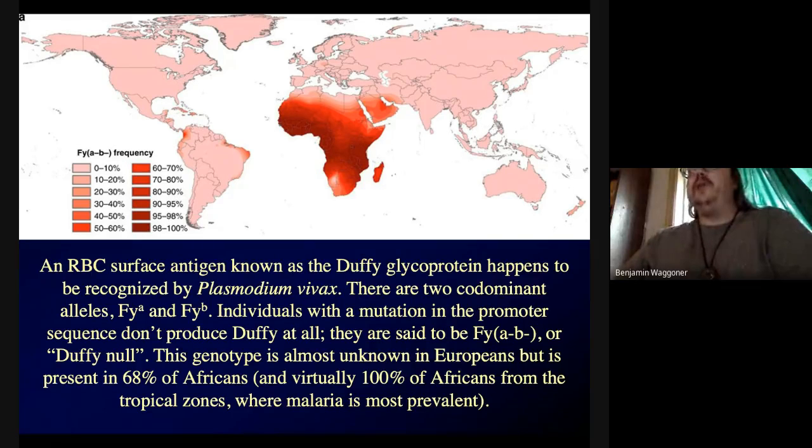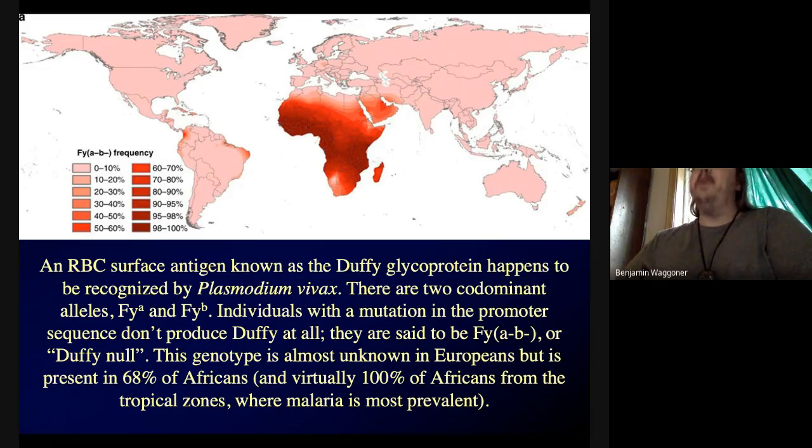And the Duffy null genotype is almost unheard of in people of European descent, but it's present in 68% of Africans. And as you can see in the tropical areas of Africa, not the Sahara Desert in northern Africa or the Kalahari in the south, but in the tropics where malaria is most prevalent, somewhere between 90 and 100% of Africans carry this allele. You can see it's also present in parts of South America where malaria is also prevalent.